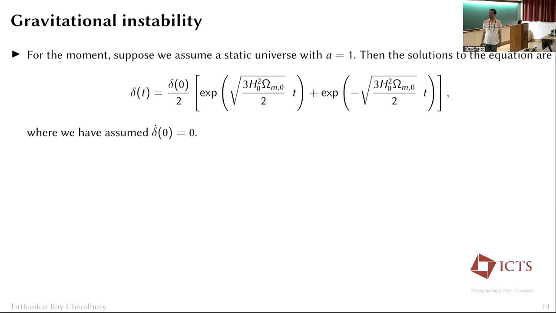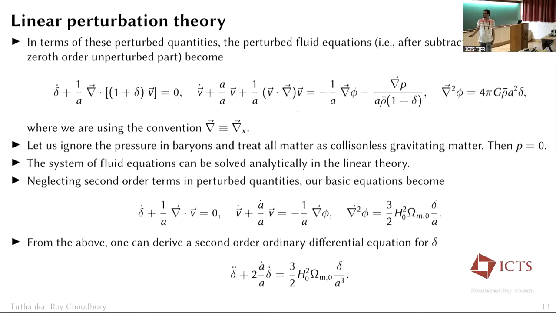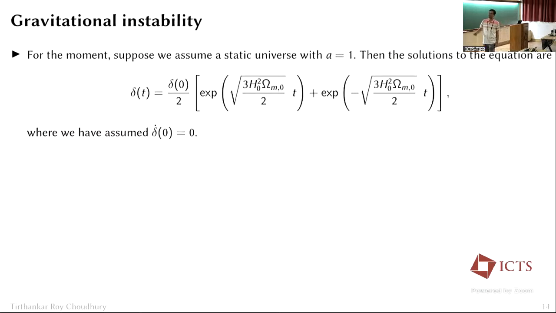In fact, what you can do very easily is, for the moment, ignore the expansion part, say I am in a static universe, and then go back and solve this equation. It's a very simple equation to solve. δ double dot is on the left, and on the right hand side you have δ, so you will find that the solutions are exponential. This is what it looks like. There is an exponentially growing term and an exponentially decaying one. If you wait long enough, this term will go to 0.